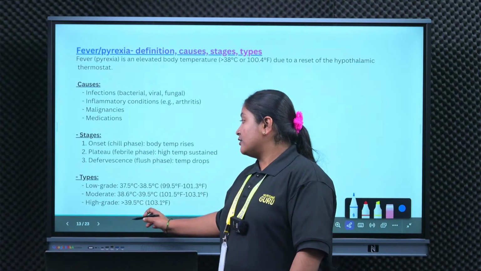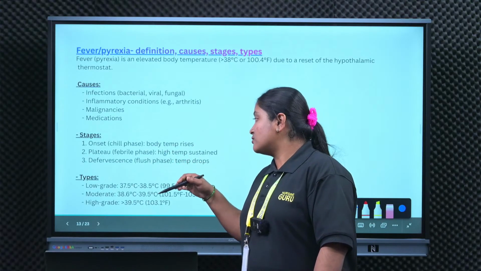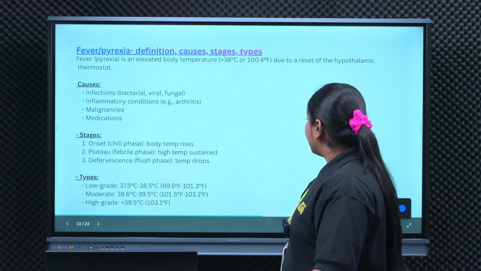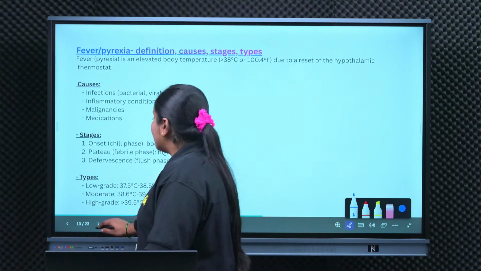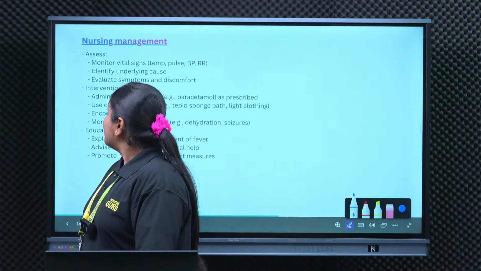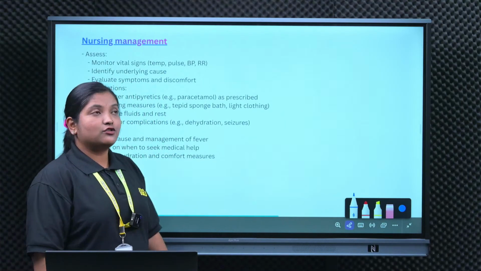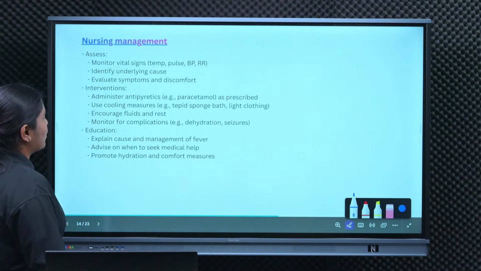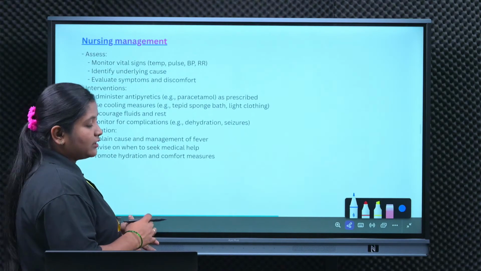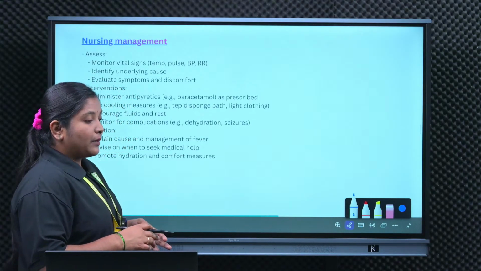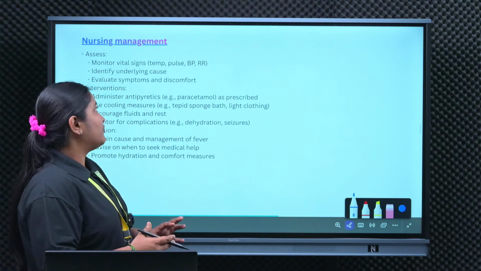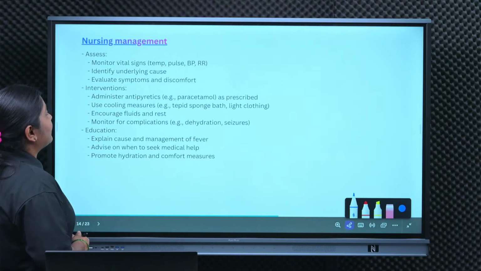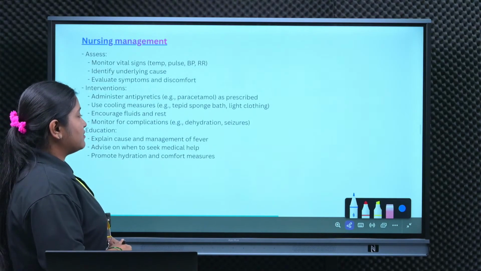High means more than 39, so more than 103 Fahrenheit if you are converting. These are all very important things. For nursing management to control pyrexia, we already know to assess and monitor the vital signs like temperature, which plays a vital part in managing fever in the patient, identify the underlying cause, and evaluate the symptoms and discomfort.